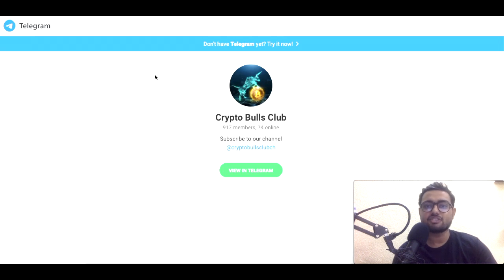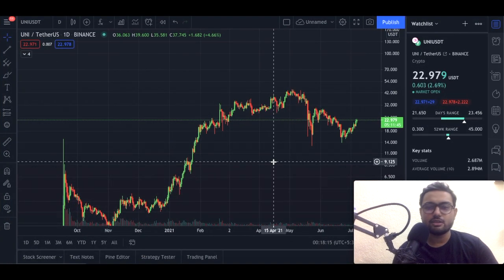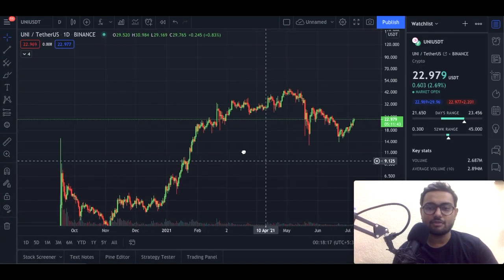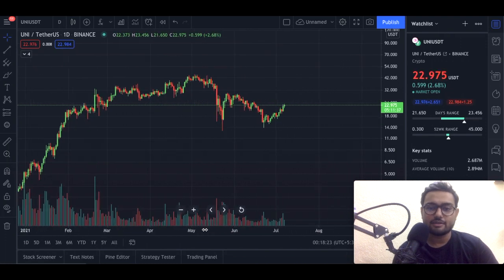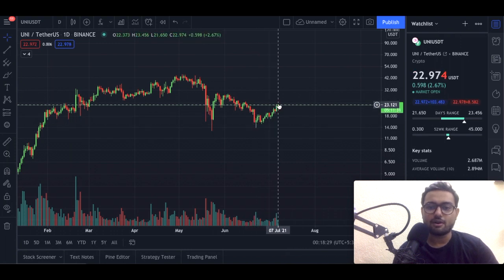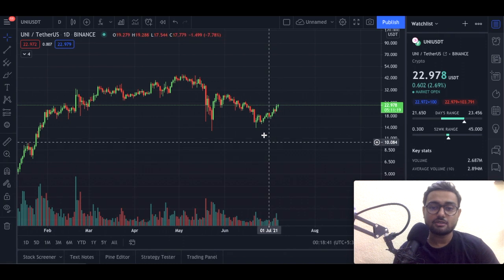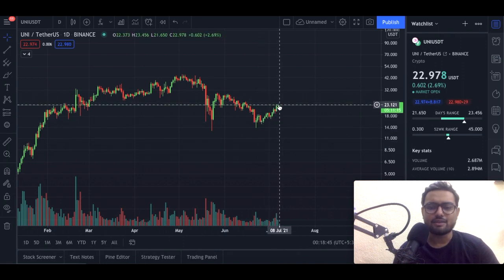Now let's jump on to the UNI USD charts. So currently we are on the UNI USD daily chart, and one of the things that comes to my notice immediately is a rising wedge getting formed right here. After making a low of approximately $18.6, we are on a high, and we made a high of approximately $23.5, right? So that's a substantial increase in just more than a week's time.